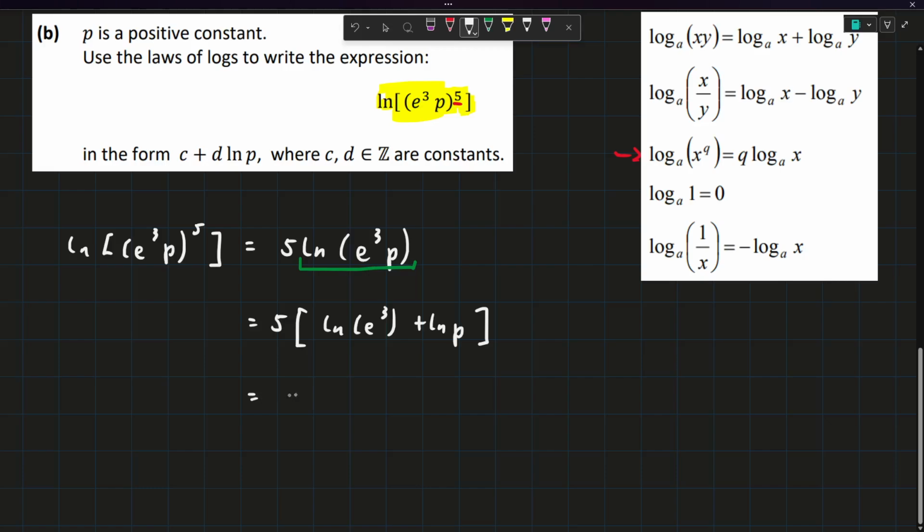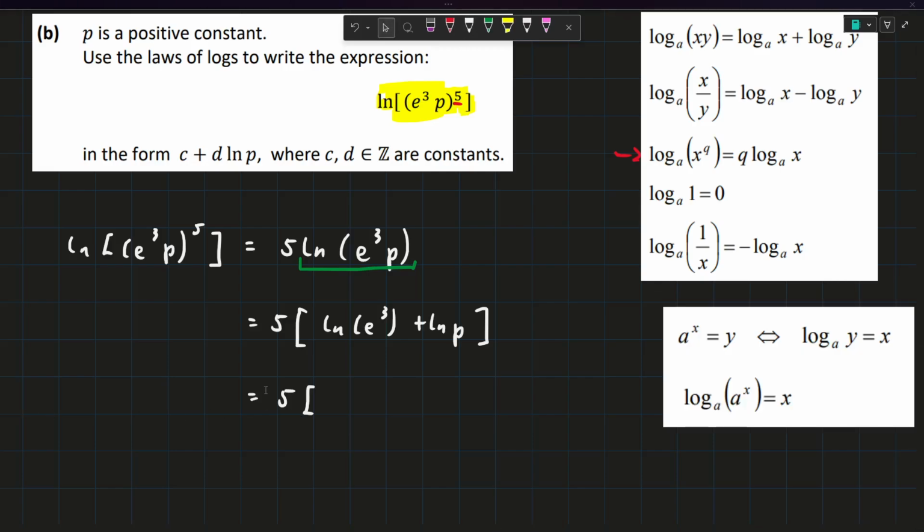And then ln of e cubed is going to be, well, ln and e kind of cancel each other out, and that's also in the tables book. So ln means log base e. As you can see, log base a of a to the power of x is just x. That's just because they're inverse functions of each other, if you understand that. So you'll basically just get 3 out from that, and then we have plus ln p.